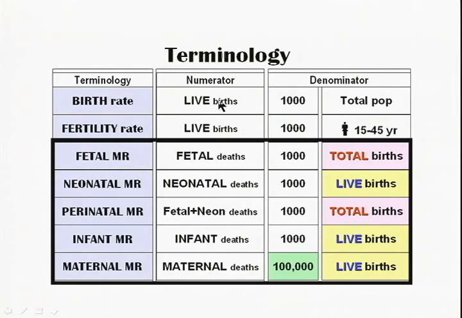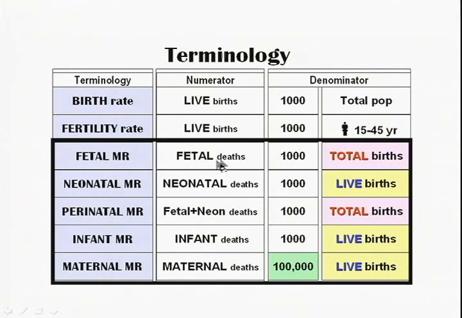But if you'll recall, a rate has both a numerator and a denominator. So we have to look at the numerator and the denominator. All of these rates that we have here have a denominator of 1,000, with one exception, and that is the maternal mortality rate, which has a denominator of 100,000. And that's an important distinction for the boards. 1,000 for everything except the maternal mortality rate, which is 100,000.